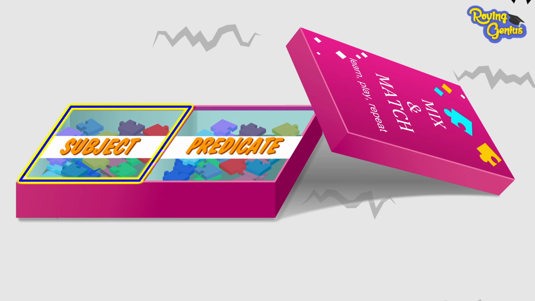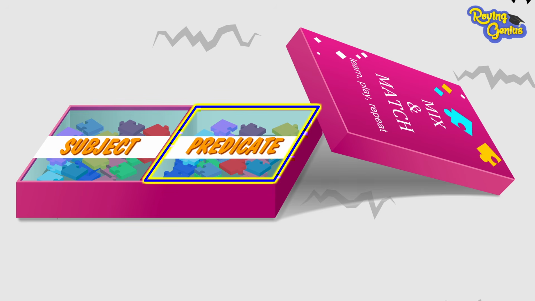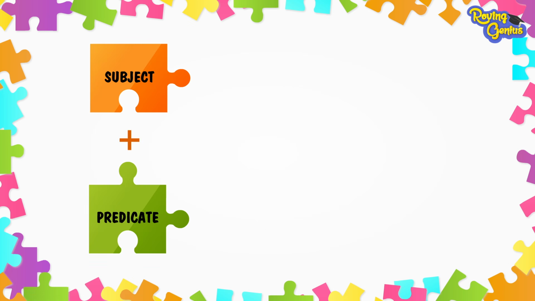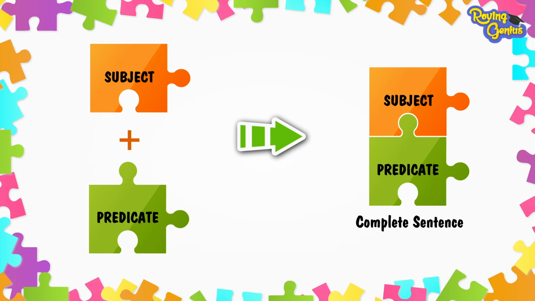This box contains the subject parts and this box contains the predicate parts. Match each subject to its respective predicate to get a complete sentence.